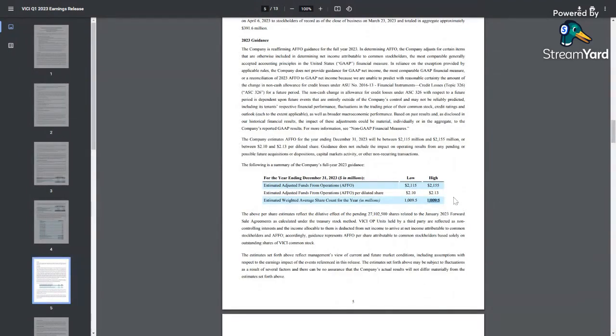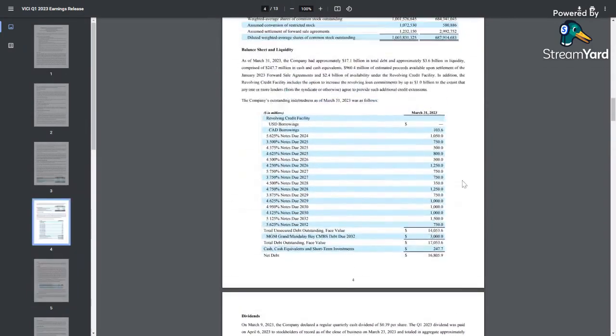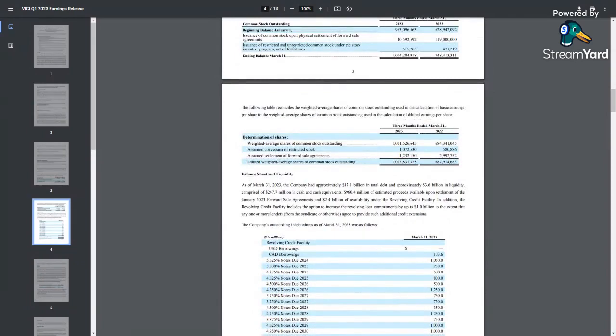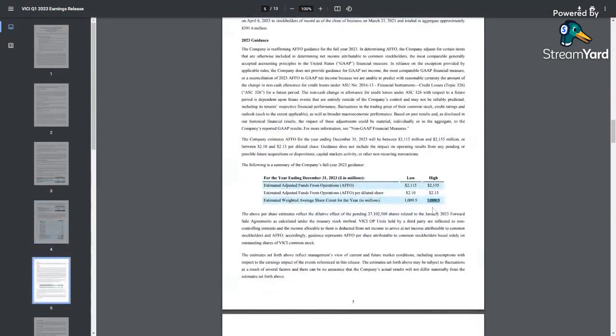They plan to get their stock count up to 1,009.5, which it currently sits at 1,003.8. So they do plan to issue quite a bit more stock, but they do have a goal that they're trying to hit.